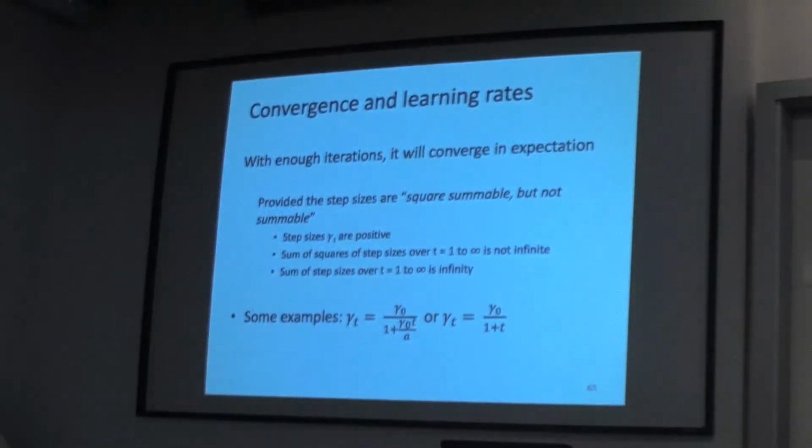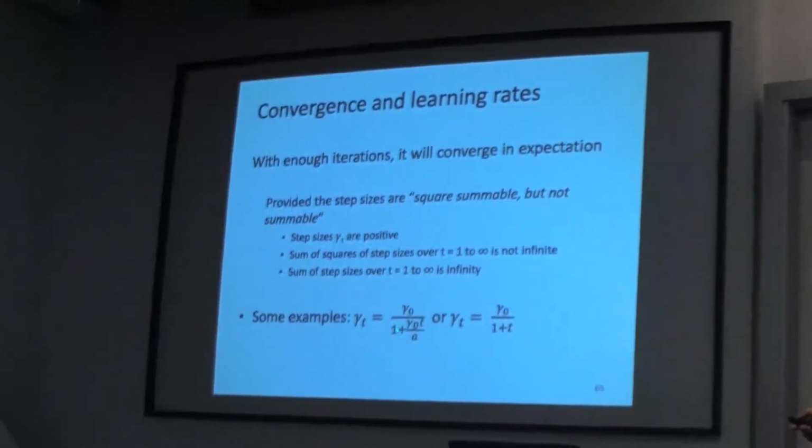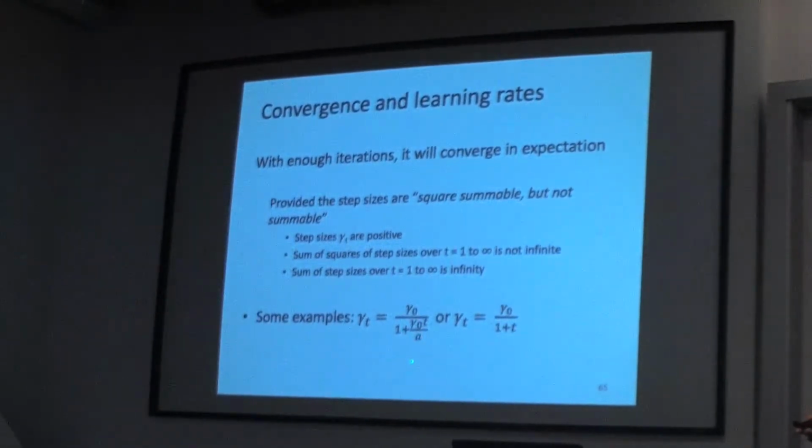Then someone may ask, what kind of gamma t can satisfy these requirements? There are actually many. Here we give two commonly used schedules of gamma t. One starts from gamma 0, of course gamma 0 must be a constant: gamma 0 over 1 plus gamma 0 times t over a. Here there are two hyperparameters, a and gamma 0, that you need to choose manually. Different choices of gamma 0 and a will affect your convergence rate and your learning curve, for sure.